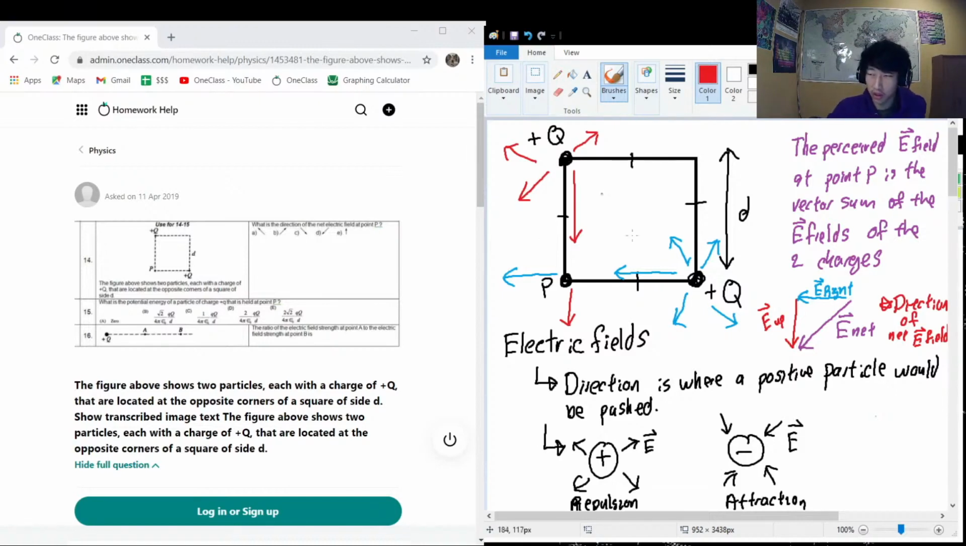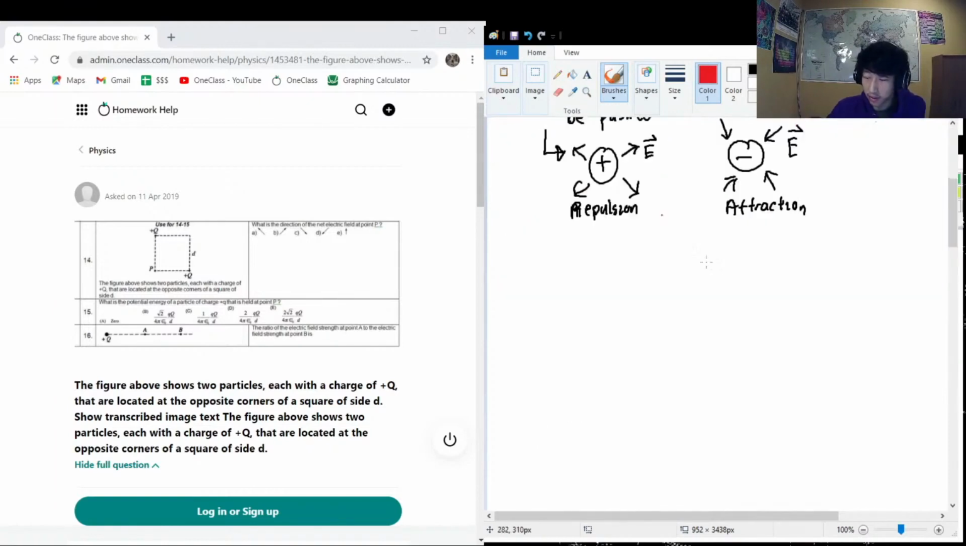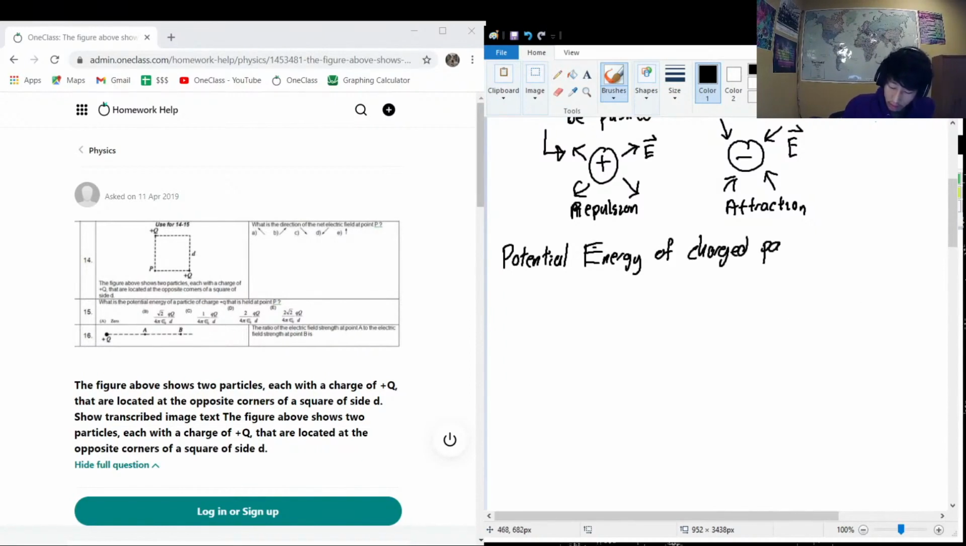Okay, so now we're going to have the same situation, but we're trying to find the net potential energy from it. Okay, so let's talk about potential energy. Energy of charged particles. Okay, so the potential energy of charged particles is as follows.